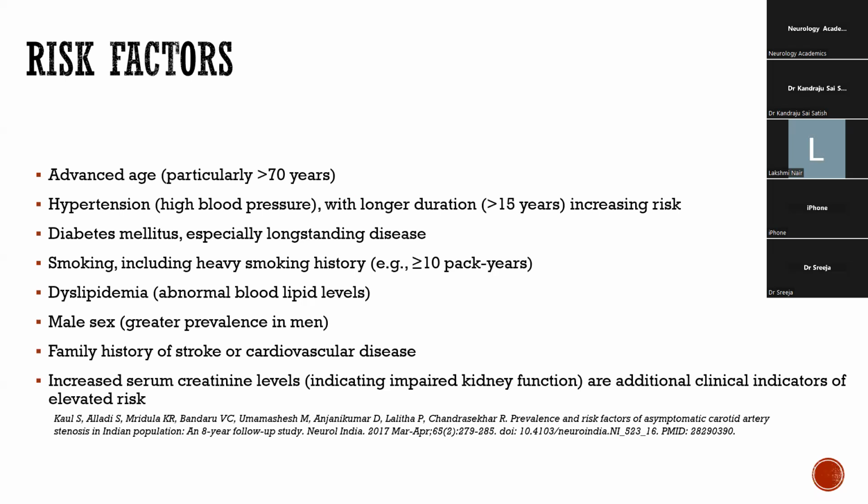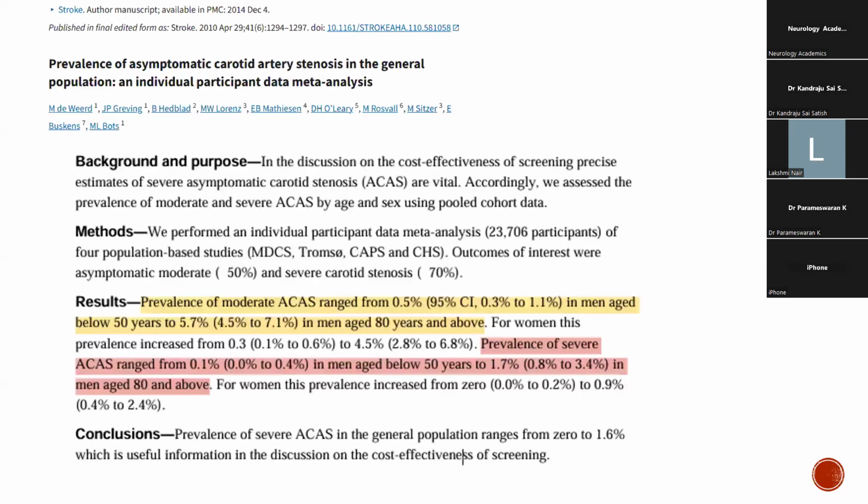Now coming to the risk factors. Advanced age, particularly more than 70 years, hypertension, that is high blood pressure with a longer duration of more than 15 years, increases the risk of asymptomatic carotid artery stenosis. Diabetes mellitus, which is long-standing. Smoking, that is heavy smoking, more than 10 pack years. Dyslipidemia, male sex, family history of stroke or cardiovascular disease, and increased serum creatinine levels are associated with increased formation of the asymptomatic carotid stenosis.